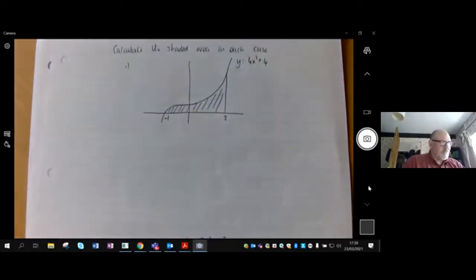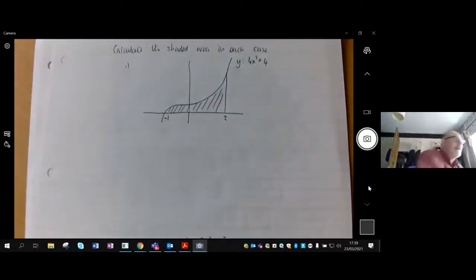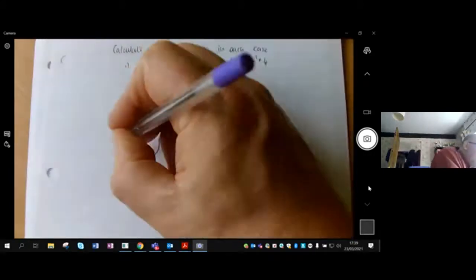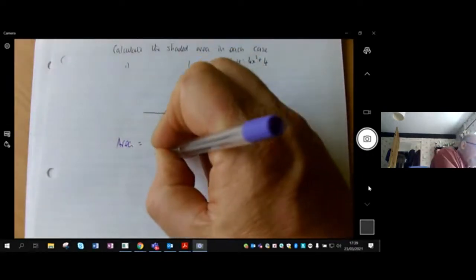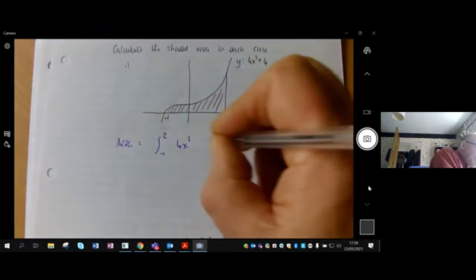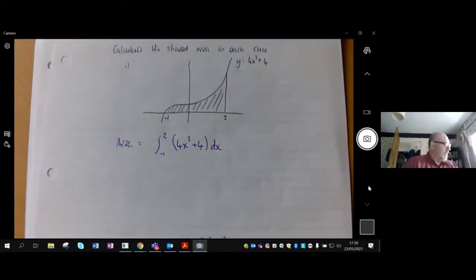Now, we've got 20 minutes. I'll do this one, and I'll give you a couple of minutes to do that one. If you get a question like this, you're lucky. It's a simple one. Find that shaded area. Well, it's all above the axis, so I want to find the integral. So area equals the integral between 2 and minus 1 of 4x cubed plus 4 with respect to x.